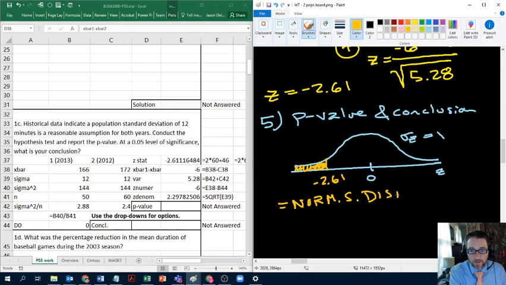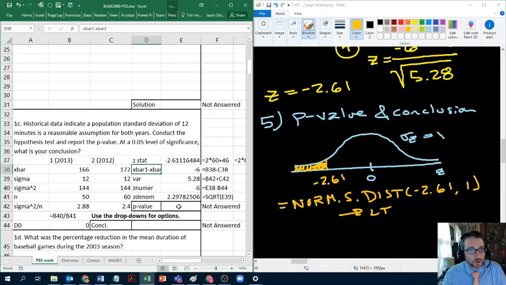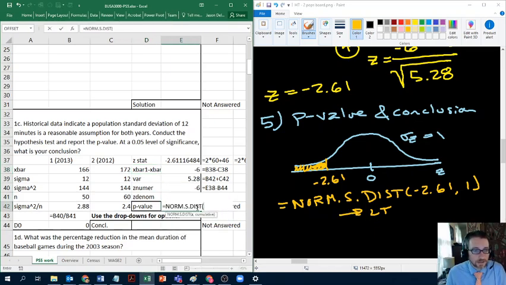NORM.S.DIST, and then we put negative 2.61, comma 1 for cumulative, and that will give us our left tail, which is our p-value in this case. So right in this p-value area, I can do NORM.S.DIST, and then put my z-stat, comma 1. And there you go, that's correct.